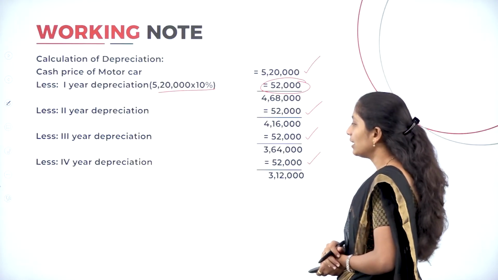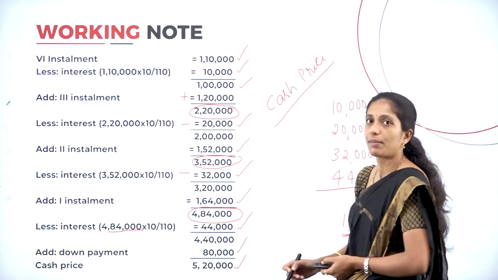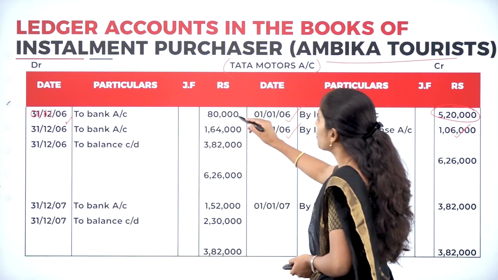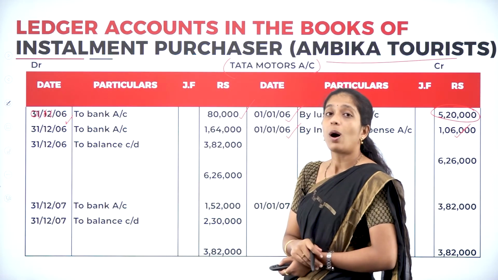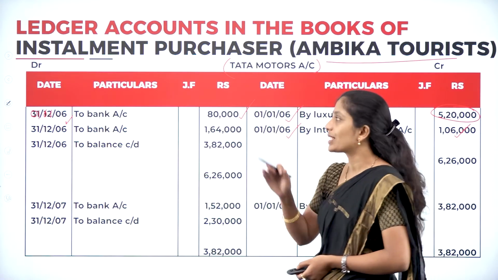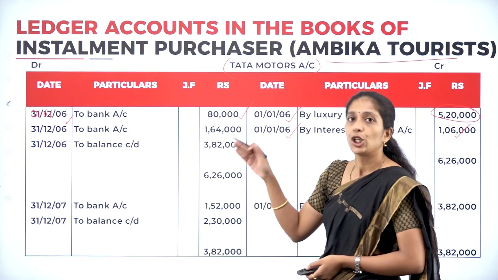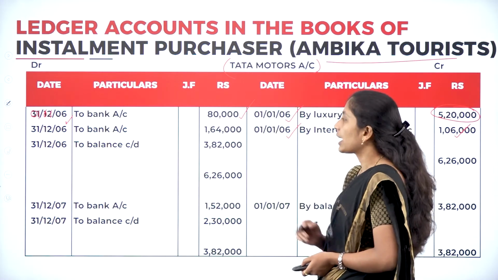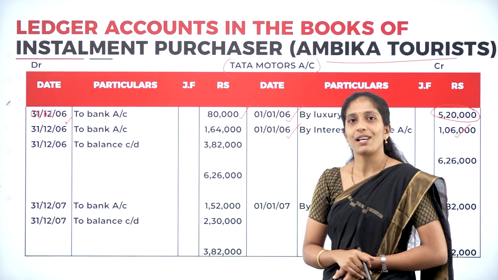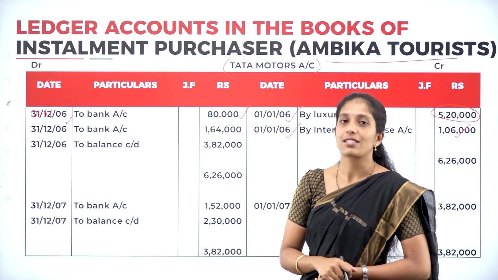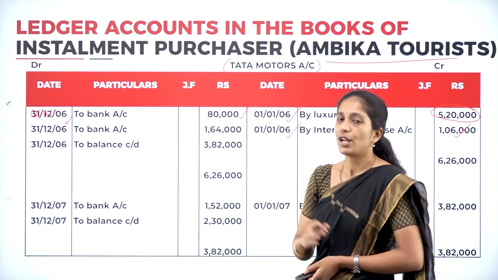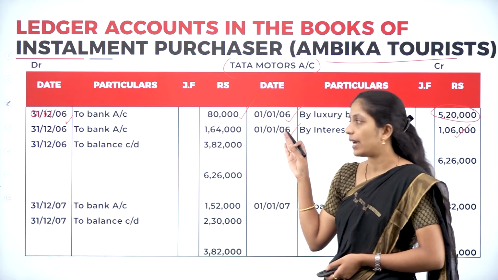So let us see the question. The down payment is how much? 80,000. So make the down payment, that is on the date of delivery of the goods, on 1/1/2006, to bank account. How much? 80,000. And the third one is for what? Interest due. So interest account Dr. to interest suspense account. Here we are not having any other entry.